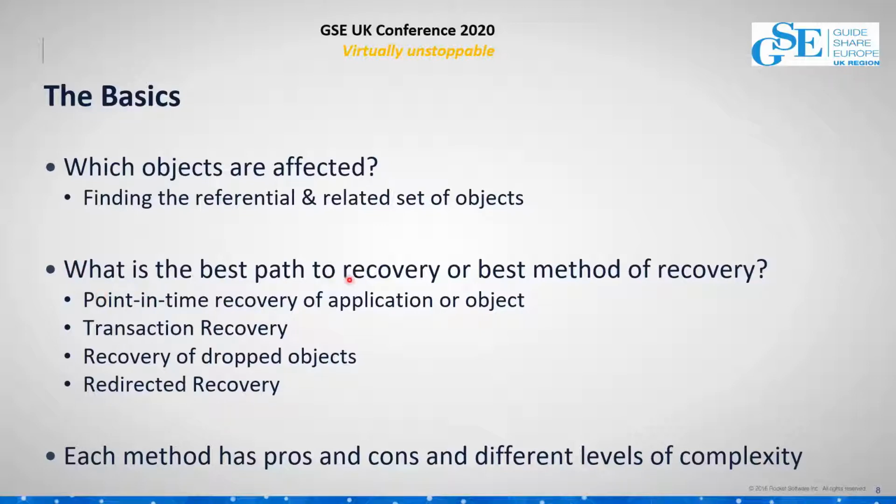Now, the next question is, okay, what's the best path to recovery? What's the best way forward? We briefly spoke about point-in-time recovery of an individual application or an individual object, or do you have to back out certain transactions where you just moved a module into production that corrupted your data, but only subsets of data? That's probably the most challenging recovery type that you have. Do you just have to recover a dropped object, or do you have to recover objects to another environment to do some forensic analysis? That's what we refer to as redirected recovery. So each of these methods we will go through, and each of them has pros and cons.